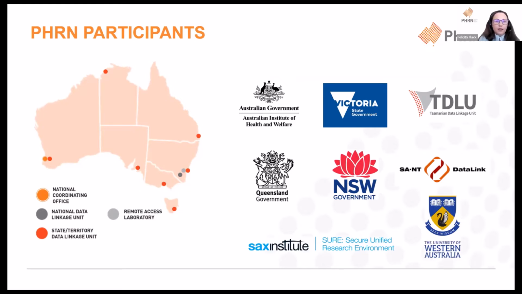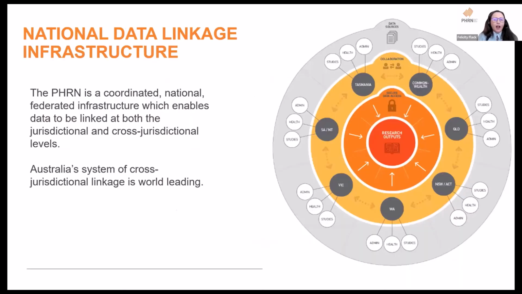We also fund the Secure Unified Research Environment at the Sax Institute in Sydney. And we have the National Coordinating Office, Program Office in Perth, which is where I work. And we run the National Online Application System, which is a central online application system for researchers to apply for access to linked data from multiple jurisdictions. And you can see all the different organisations involved there. I don't know how easy this picture will be for you to see, but it's trying to give you an idea about how we coordinate this linkage nationally.